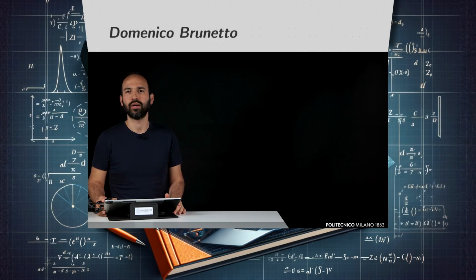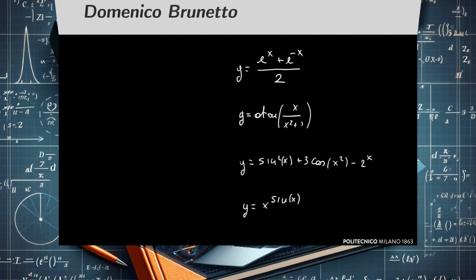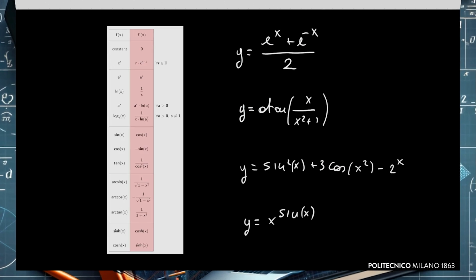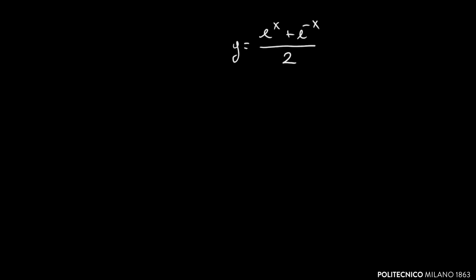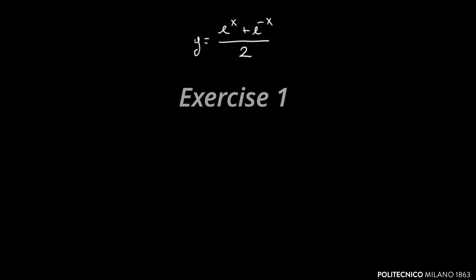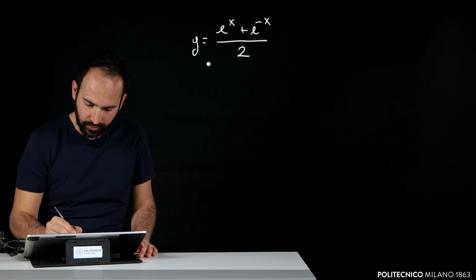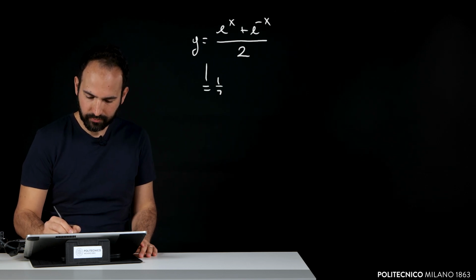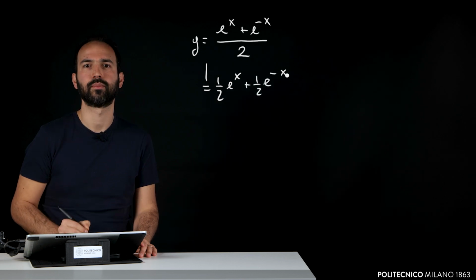In this video, we calculate together the derivatives of these functions. We will use our table of elementary derivatives and the differentiation rules. Let's start from the first function. Observe that we can write it as 1/2 exponential of x plus 1/2 exponential of minus x.